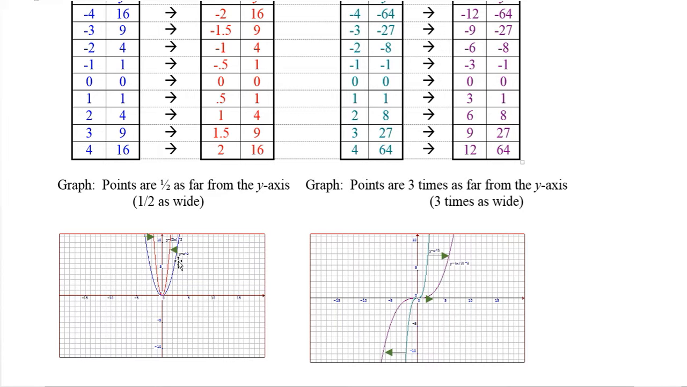Well, the y values are the same. So if we found an image and a pre-image point, like say negative 2, 4, that's about right here on the graph. Then its image is in here, negative 1, 4. So it's at the same height, but it's half as far from the y-axis. So horizontally we halved the distance. So we did a horizontal compression. It's like we took it on the sides and squished it in toward the y-axis.